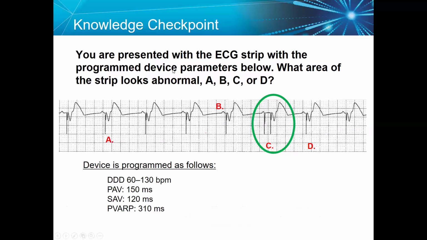Okay, you are presented with this ECG strip within the program with the programmed device parameters below. Which area of the strip looks abnormal? A, B, C, or D? Okay, actually it is C. Why C? What is this? What is causing this? Is this atrial undersensing or atrial oversensing or ventricular undersensing or ventricular oversensing? Can anyone answer this? What you are seeing here.